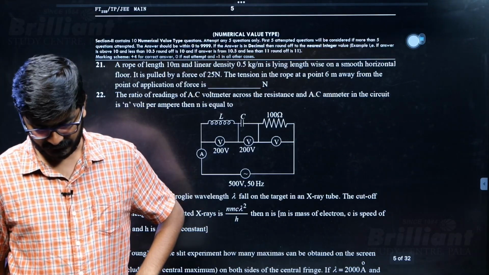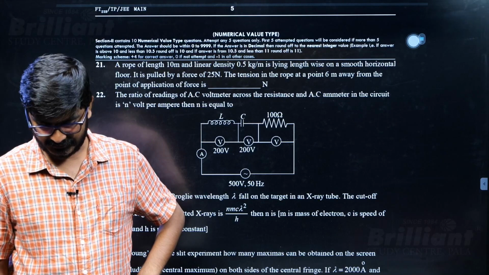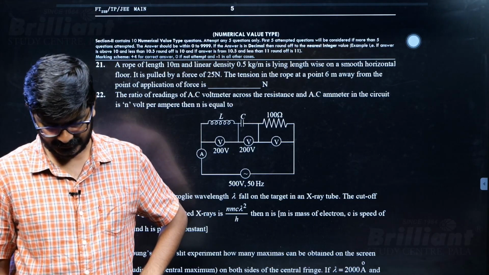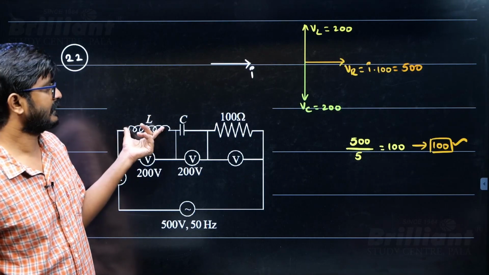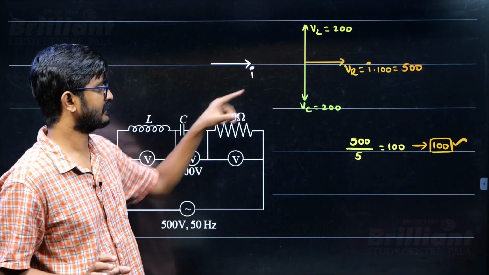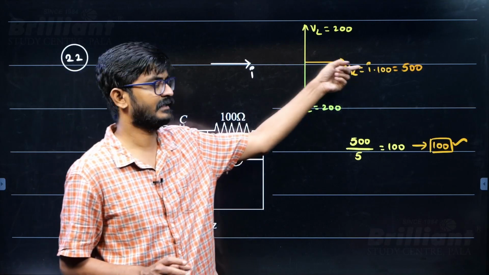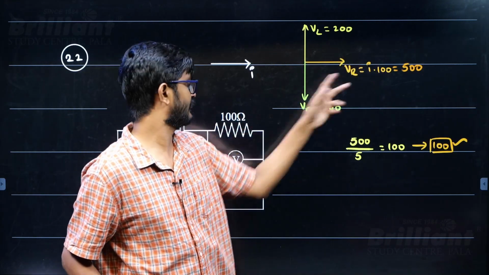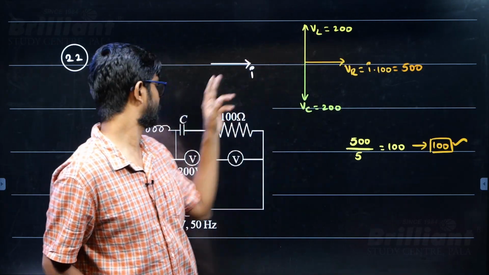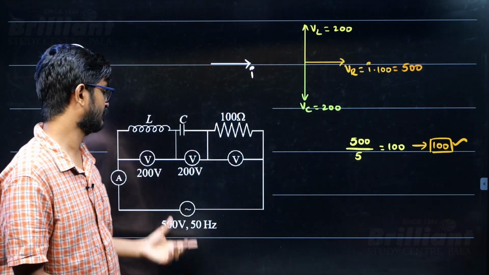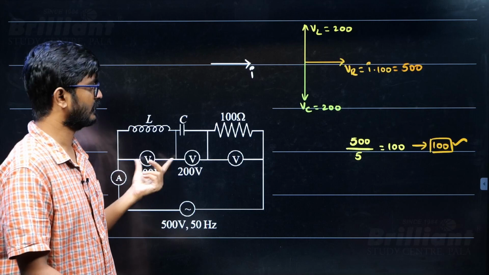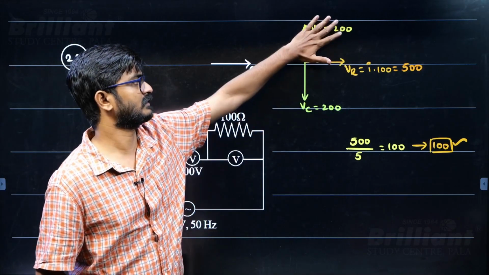The ratio of readings of AC voltmeter across the resistance and AC ammeter in the circuit. Okay, so we'll be taking current as reference. Voltage in the inductor will be leading, voltage in the capacitor will be lagging, voltage in the resistor will be in phase. Voltage in the resistor will be I into R. Now we don't need I into XL, I into XC. But these two values are 200, they said. So this is 200, this is 200. So these two will get cancelled.